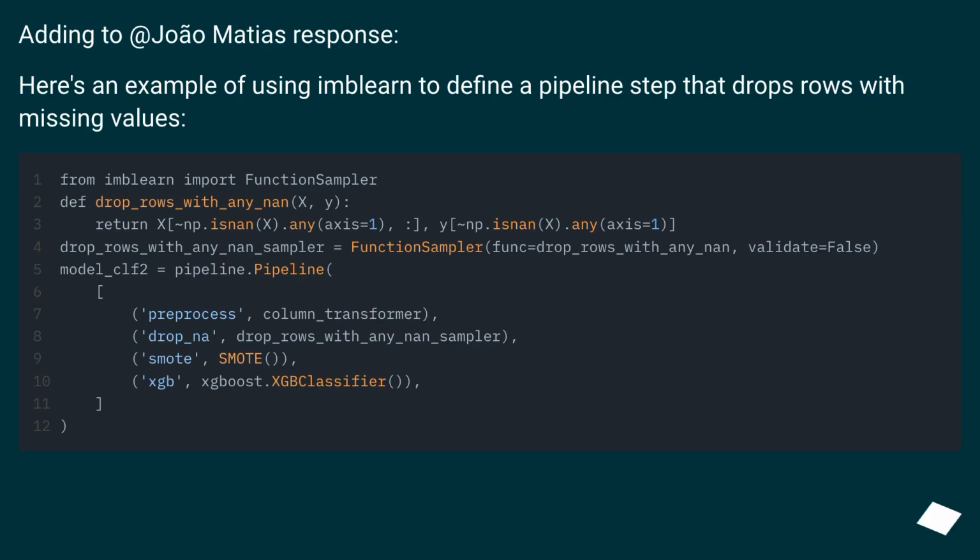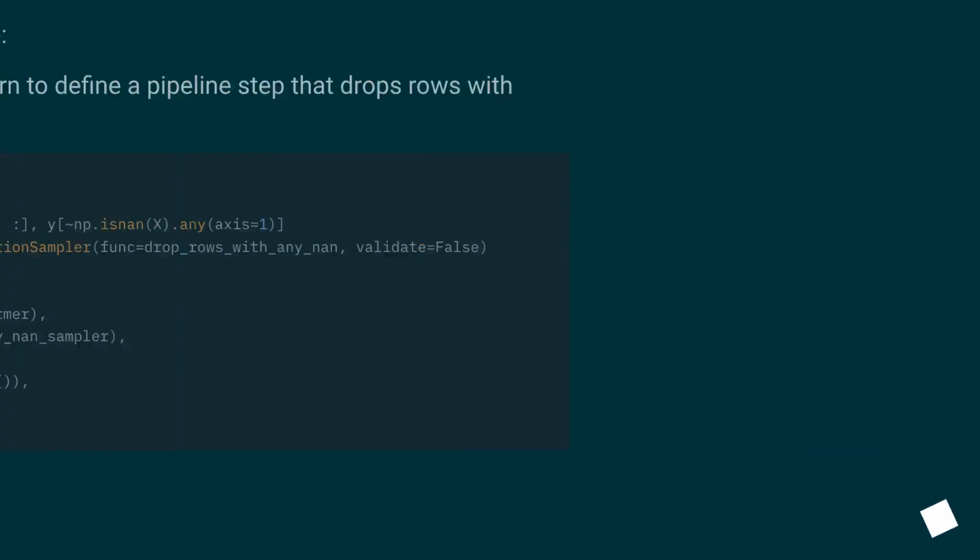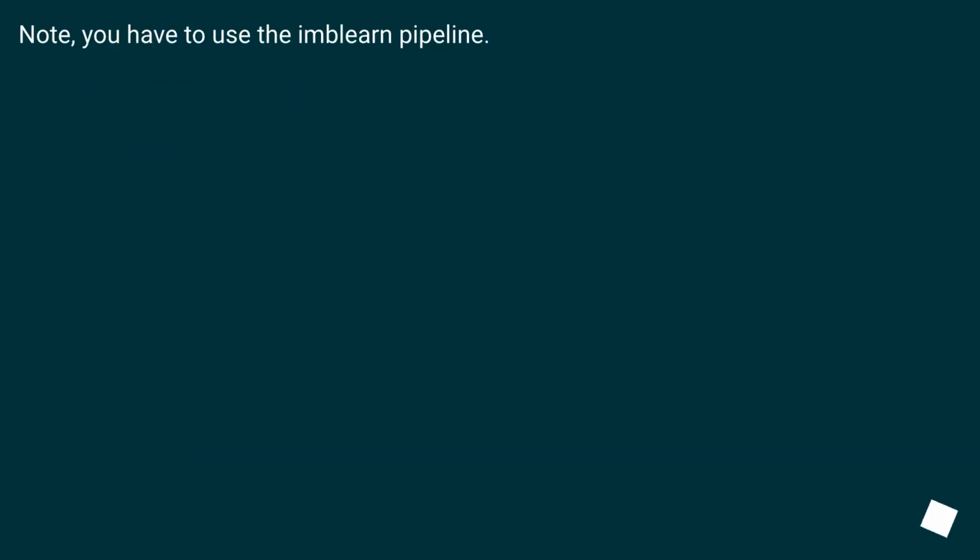Adding to it. Here's an example of using imblearn to define a pipeline step that drops rows with missing values. Note, you have to use the imblearn pipeline.